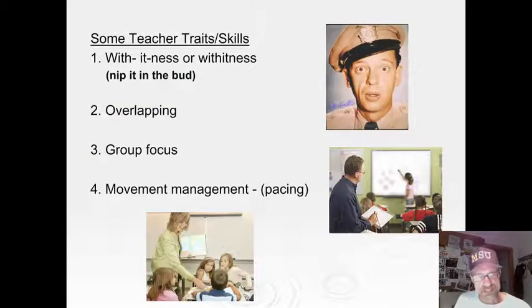Some teacher traits that help in maintaining an effective learning environment. This is somewhat of a transition, but with-itness. Now, I did not make this term up. This is actually a term. It means being aware of what is happening in your classroom. You see your students. You are aware of what is going on at all times. You don't zone out and focus on one student. Overlapping is like multitasking. You can do two or three things. You can talk to one student and maintain some idea what's going on over here and over there.